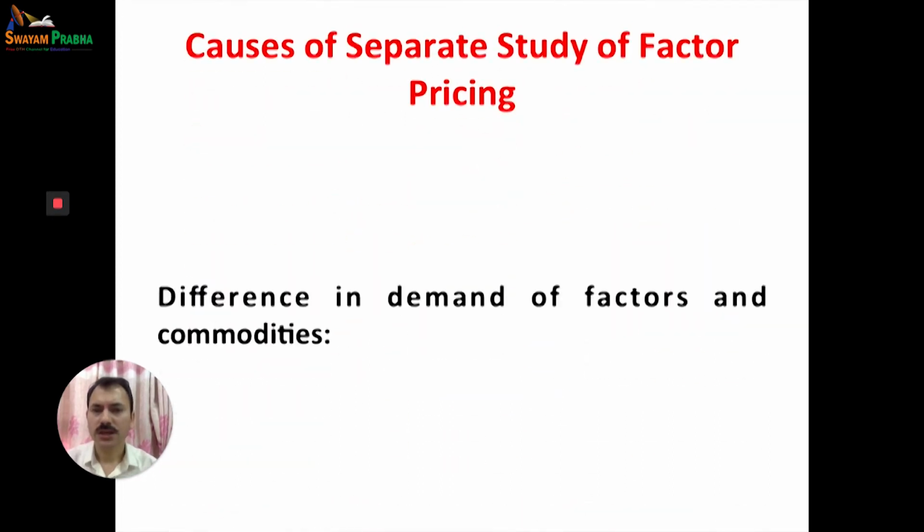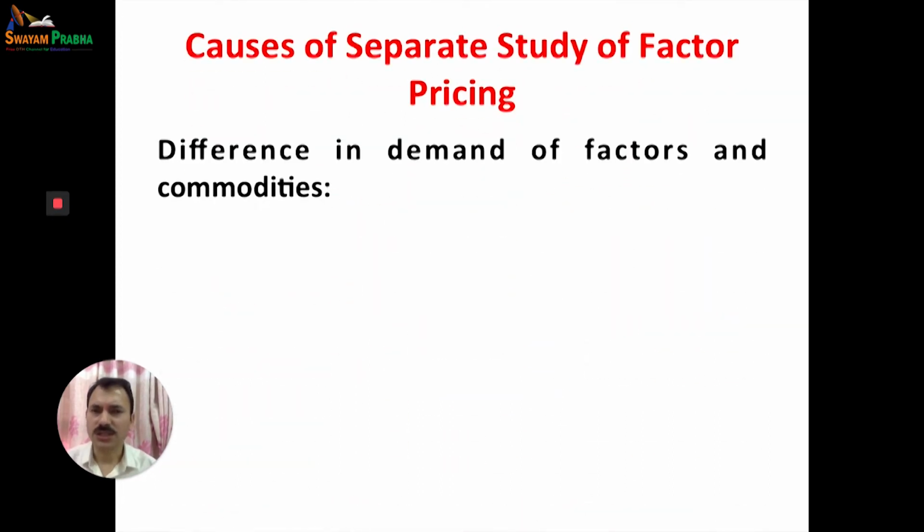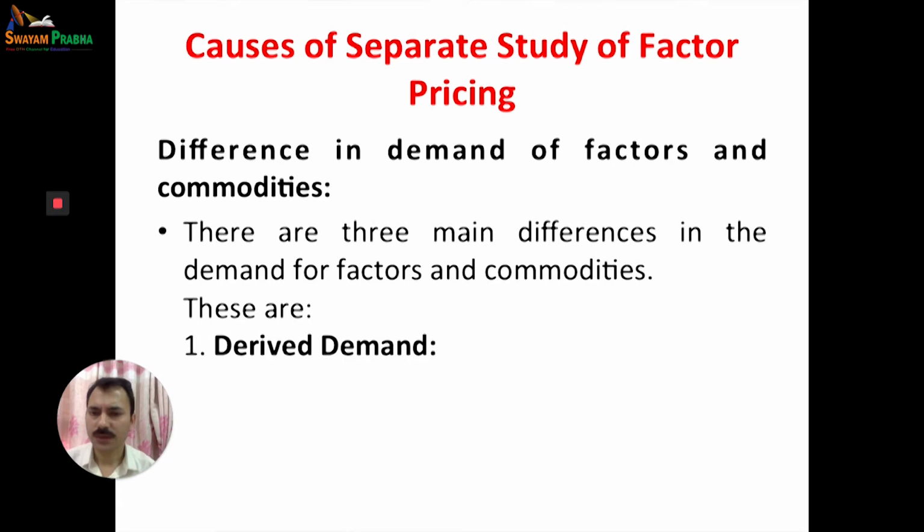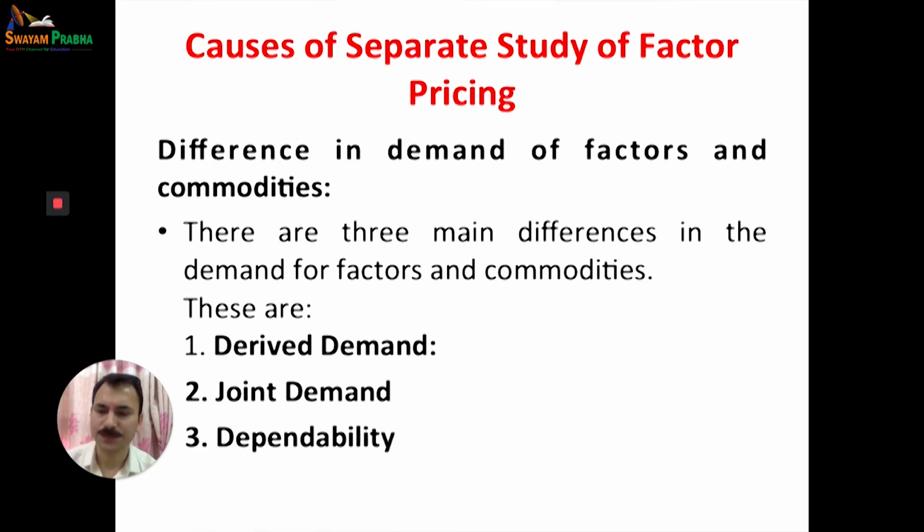First, there is a difference in demand for factors and commodities. There are three main differences in the demand for factors and commodities. First one, direct demand versus indirect demand: you will not directly consume the factors, but commodities we directly consume. Then joint demand, collective demand, and dependability. We'll discuss these three one by one.